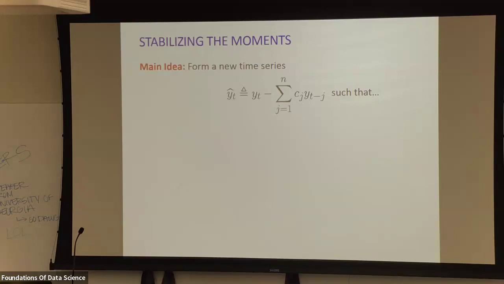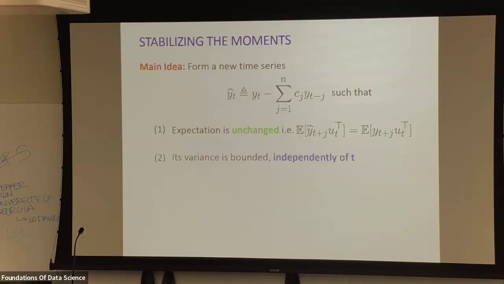Can I engineer a time series, y hat t, that depends on some coefficient Cj that just has to do with how I create this time-lagged linear combination of the responses? But what I want is that, first of all, this new time series I've engineered is still good for my estimation task. It should still give me an unbiased estimator of the Markov parameters. I don't want to change that because that's what I want to solve, right?